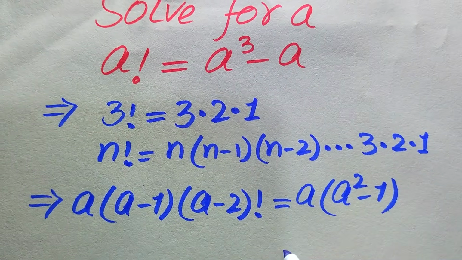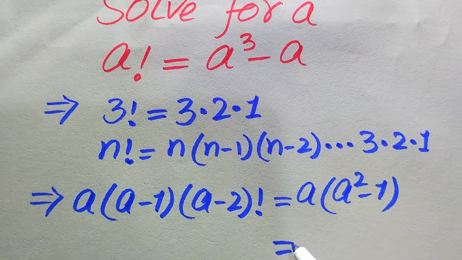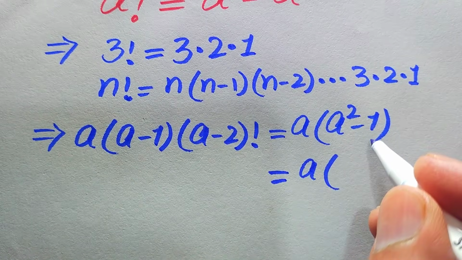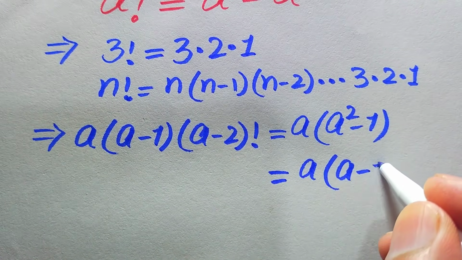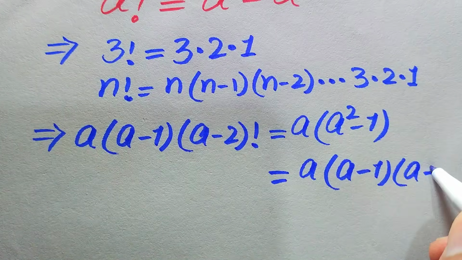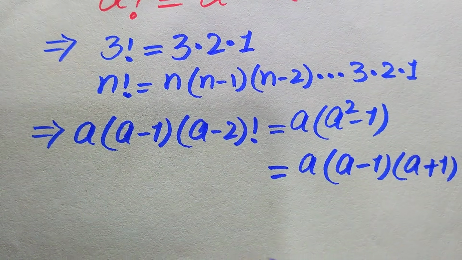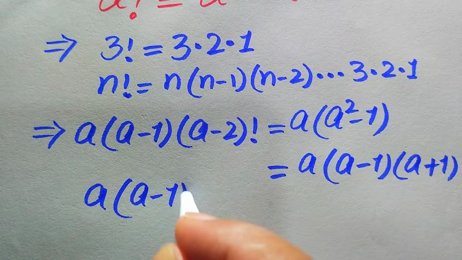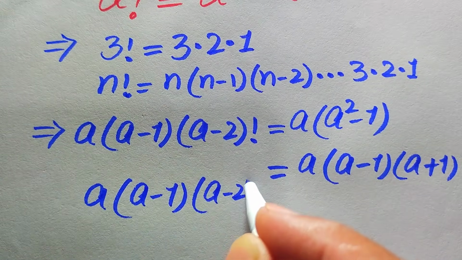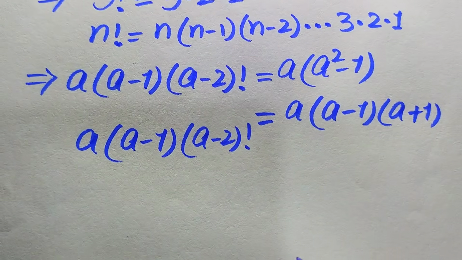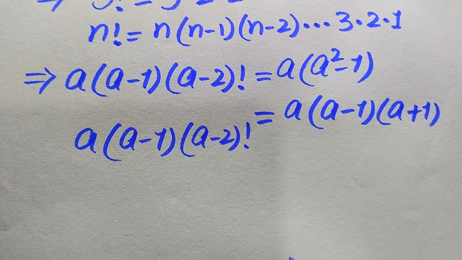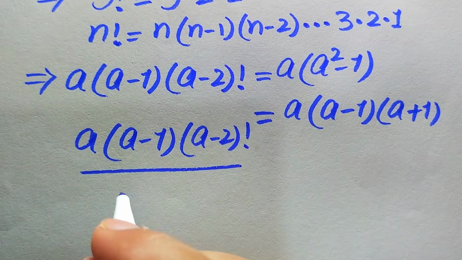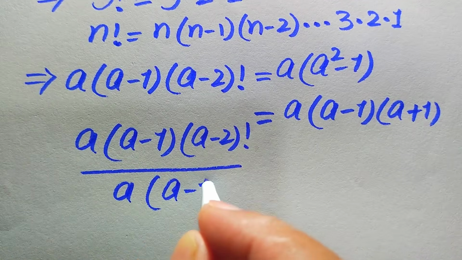In the next step, we use the nice algebraic formula on the right hand side, and this is written as a times (a squared minus 1) equals a times (a minus 1) times (a plus 1). In the left hand side, we have a times (a minus 1) into (a minus 2) factorial. So we need more simplification, and now we divide both of the sides by a times (a minus 1).